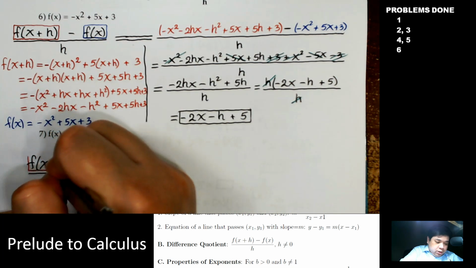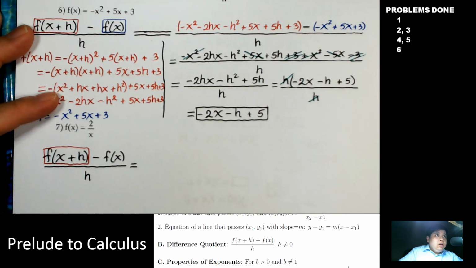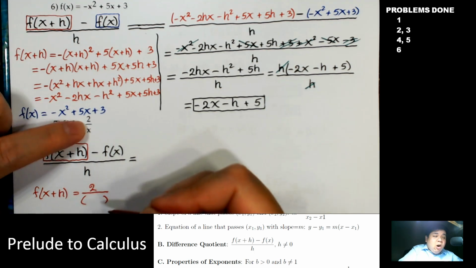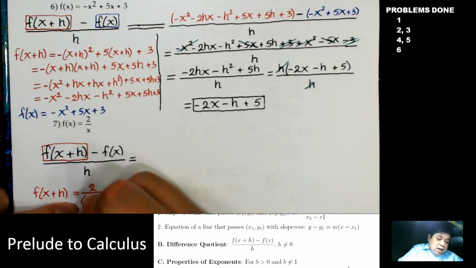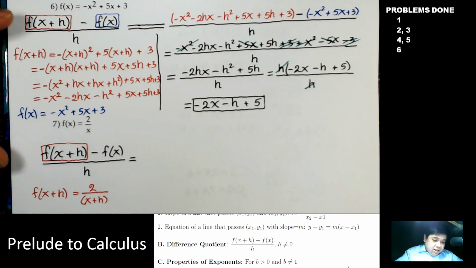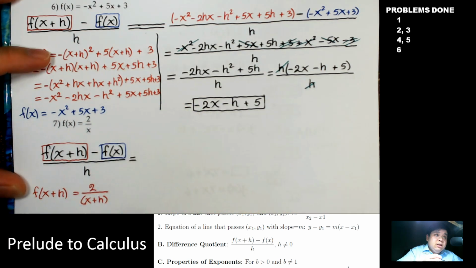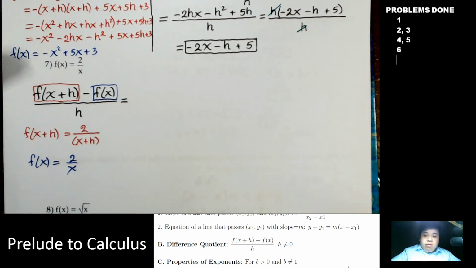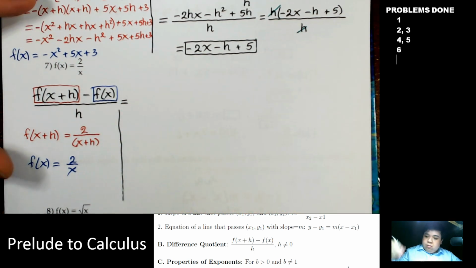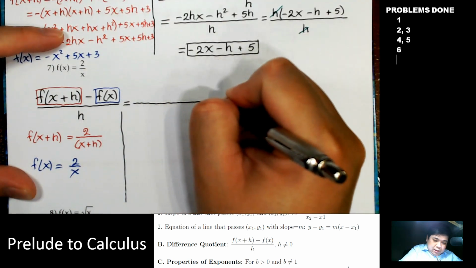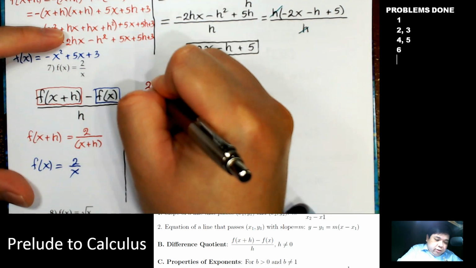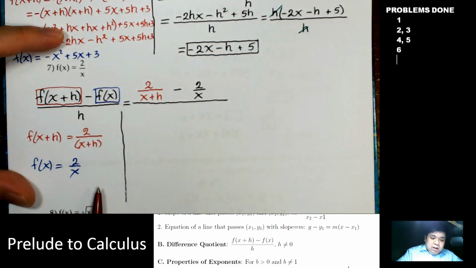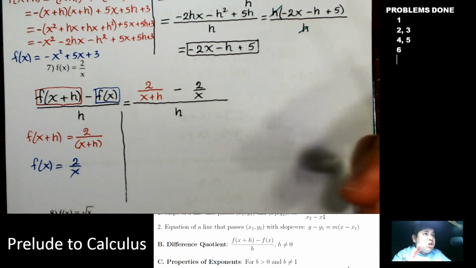Right. So we have f of x plus h. The original function is 2 over x. We write 2 over parentheses, and inside that we put x plus h. So it will be just that. And then this is just the original function. Right. Now we put in the formula. So we have 2 over x plus h minus 2 over x and then over h. Right. Now we just need to simplify this.